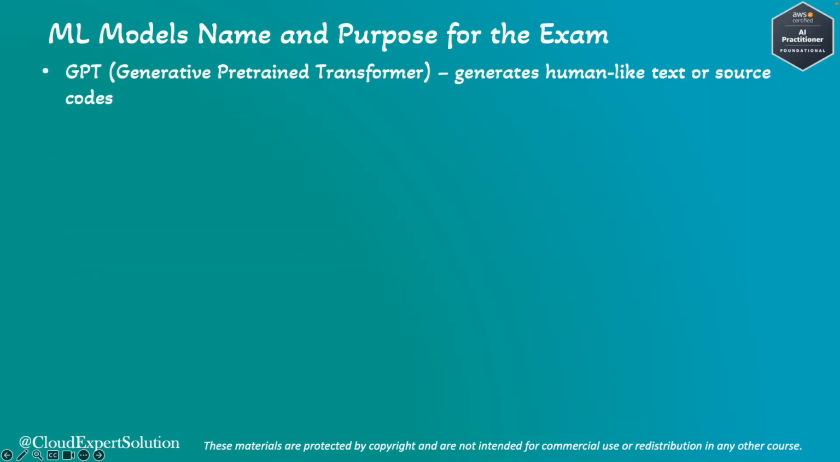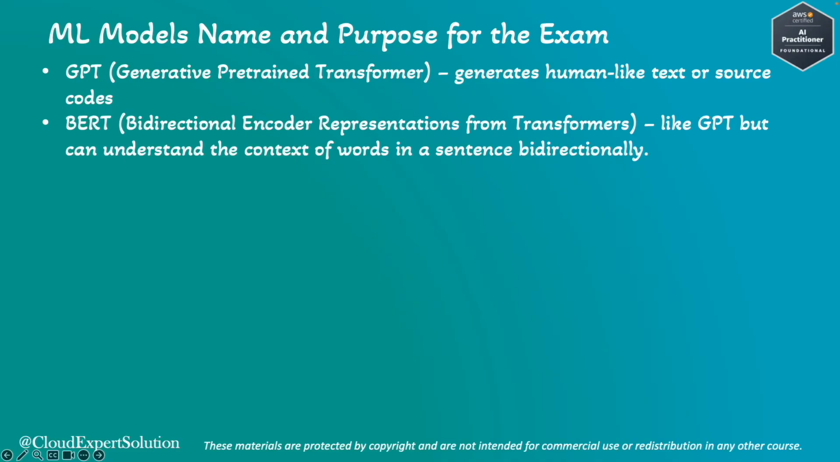In this slide, we'll review the name and purpose of some more machine learning models that you may come across in the examination. You don't have to understand how these models work, but you should know what these models are and what the use cases are at a high level. To start with, first GPT, that is Generative Pre-trained Transformer, which is the main driving model behind ChatGPT, and GPT can generate human-like text or source code.